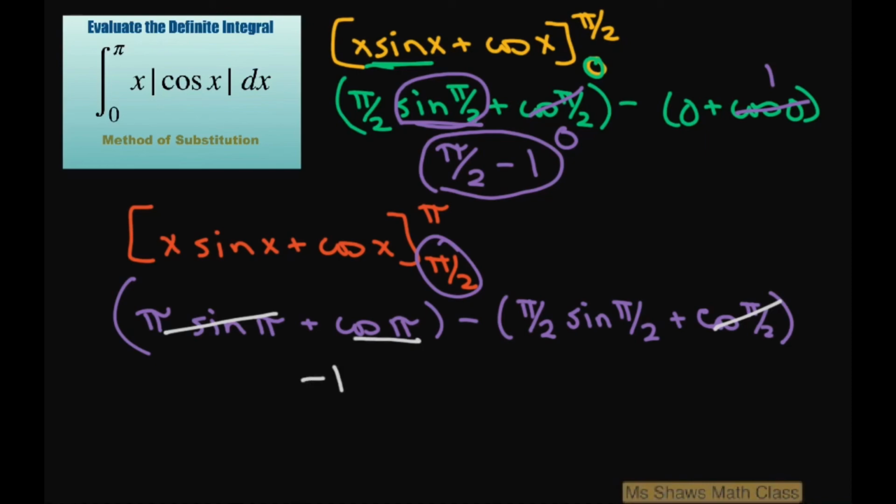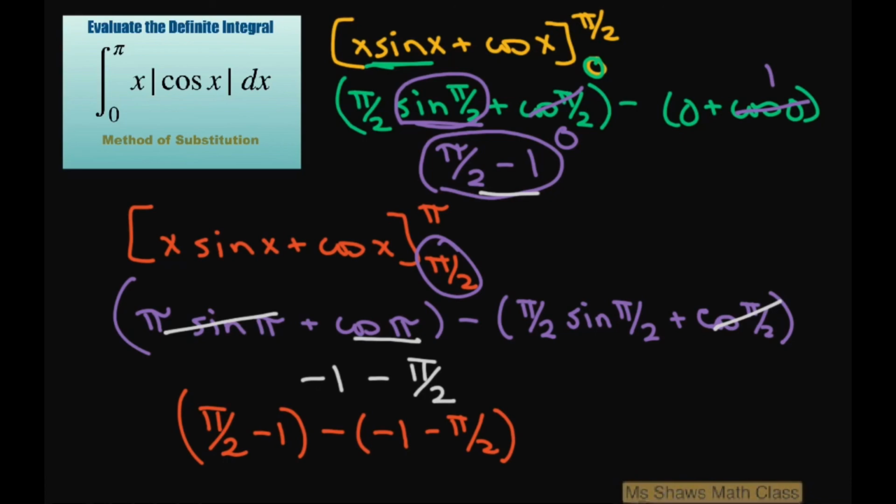And then we have minus, this is going to be pi divided by 2. So we have this piece, and we are subtracting. We're going to have pi divided by 2 minus 1, then minus negative 1 minus pi divided by 2. This gives me pi divided by 2, plus pi divided by 2, and the ones are negative 1 plus 1, which equals 0. So we just add those two up, and that gives you pi.